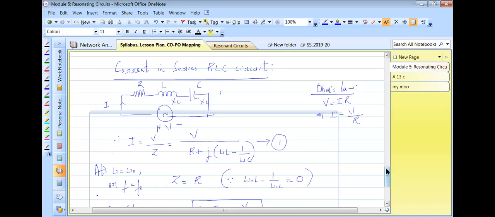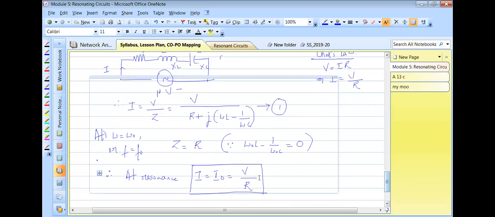That's why we have I equal to I naught. Why did I write this as I naught? What is I naught there? I naught is the maximum current.